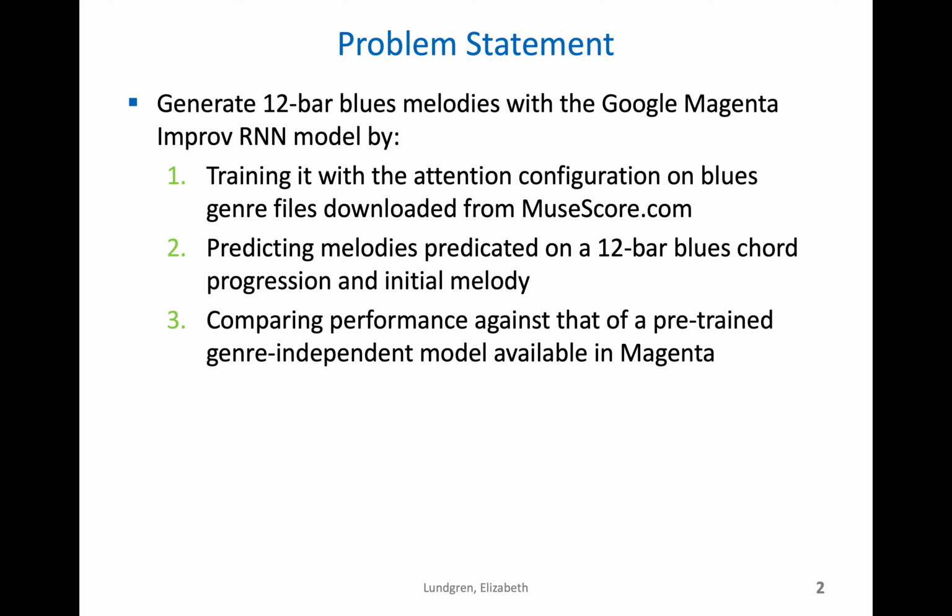I did this by training it first with the attention configuration on blues genre files downloaded from musescore.com. I then predicted melodies using the trained models, giving it a 12-bar blues chord progression and two different initial melodies. First, just the one note C, and second, a 1-bar melody that incorporates a C blues scale. I then predicted melodies using the same underlying conditions using a pre-trained model that comes in Magenta.